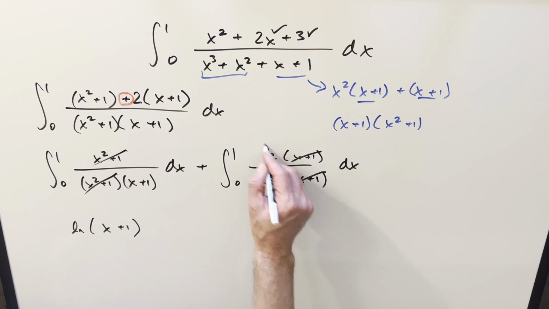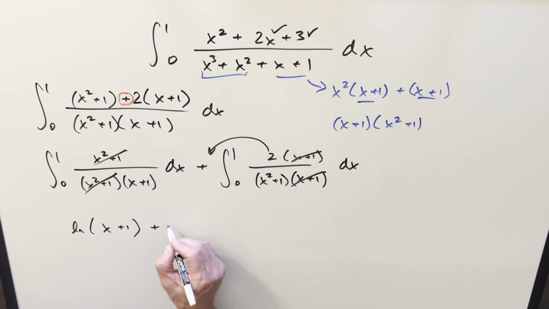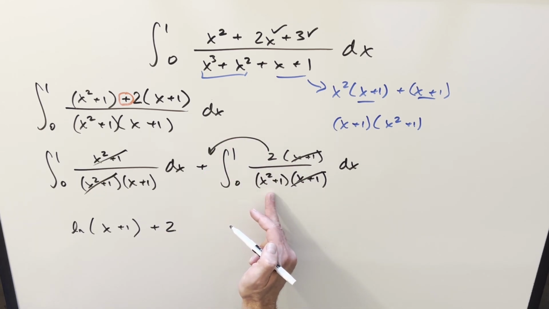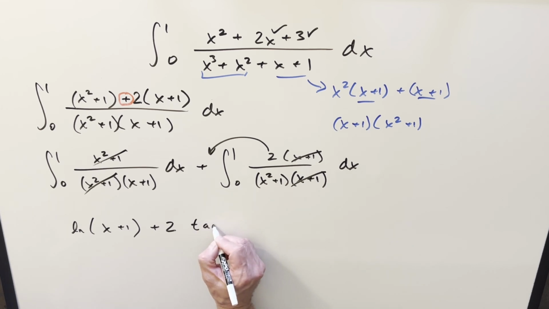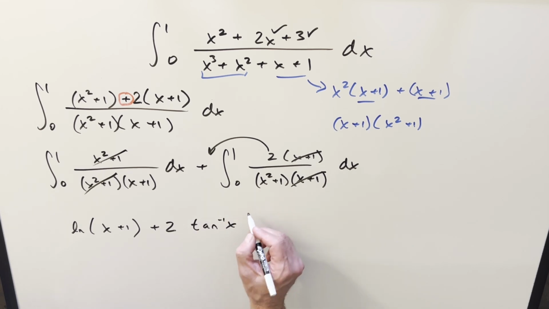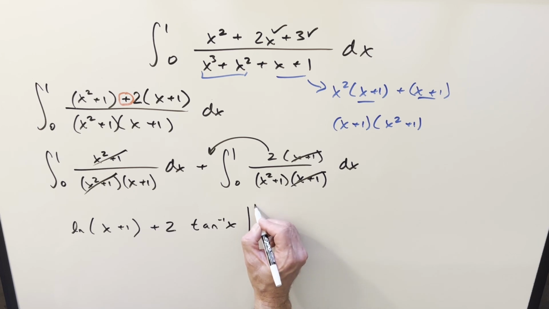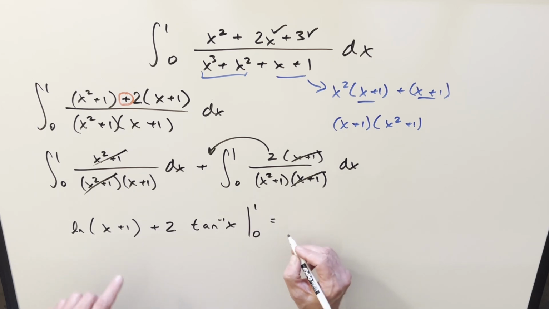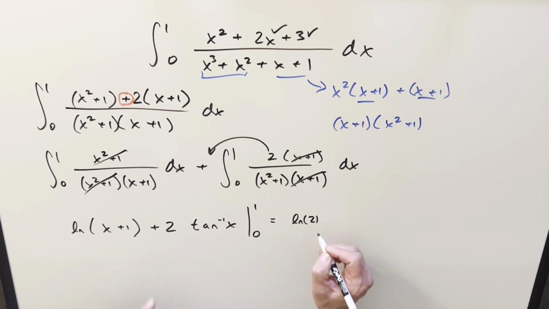So then 2 we could bring out as a constant. This is going to be plus 2. And what's left is just going to be 1 over x squared plus 1. That's just going to be our arctan formula. So this is going to be arctan of x, and the whole thing is going to be evaluated from 0 to 1. Plug in 1 on this, we get natural log of 2 for this part.